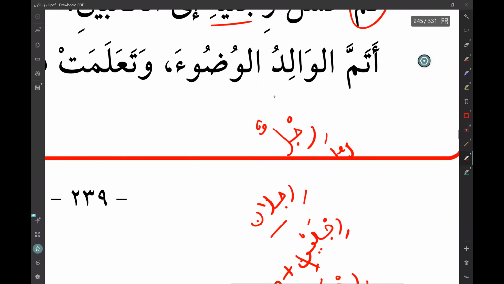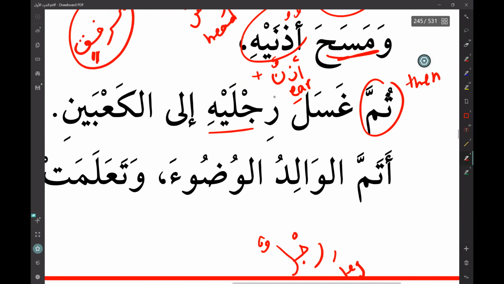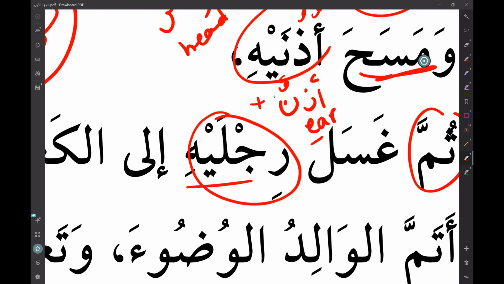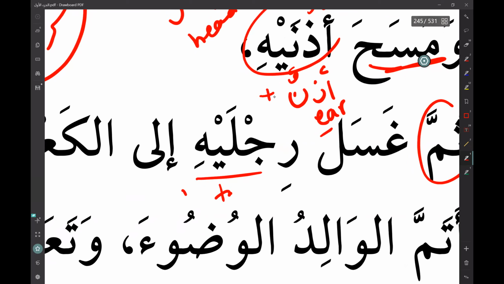Now, although to be honest with you, these things are a little bit difficult. That's why in the beginning it depends on how much you're understanding. If you're not understanding, then just think that rijlaihi means his two legs. So he washed what? His two legs.